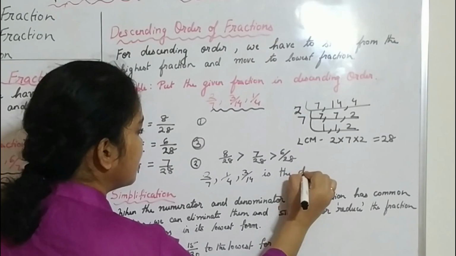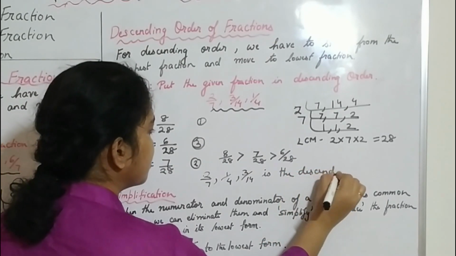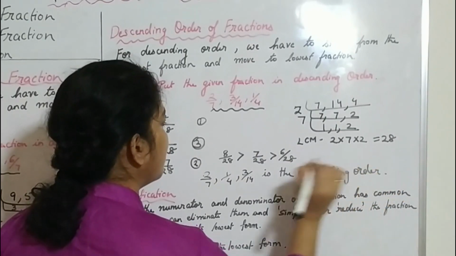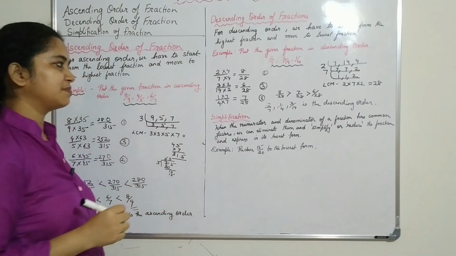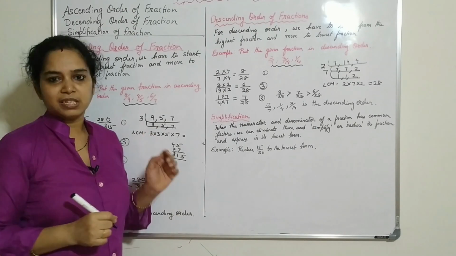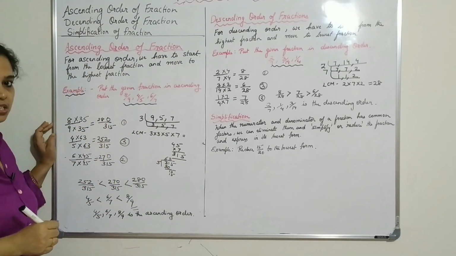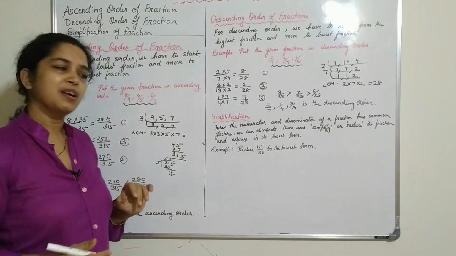This is the descending order of the given fractions. I hope this is clear. This is a very easy method of finding the ascending and the descending order of a given number of fractions.